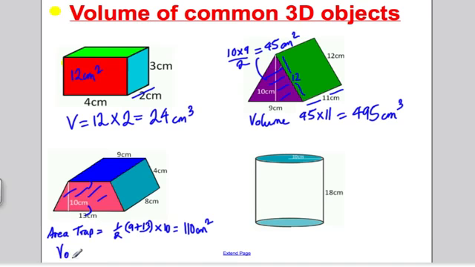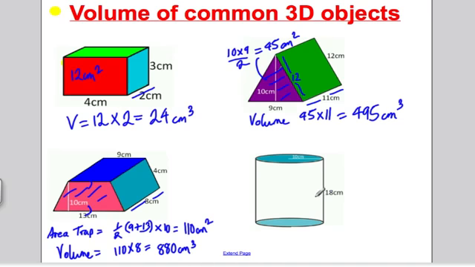So what's the volume? The volume, therefore, is the cross-section area at the front times by how far back it goes, which is 8. So you do 110 multiplied by 8, and you get 880 centimeters cubed, and you're done.